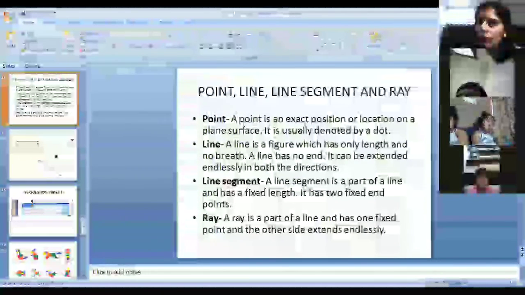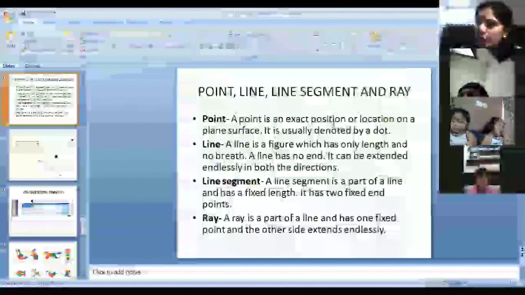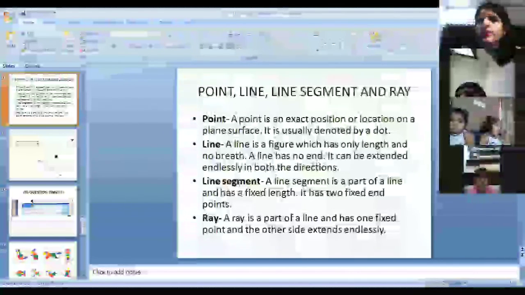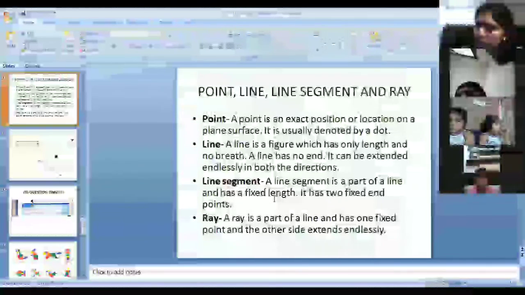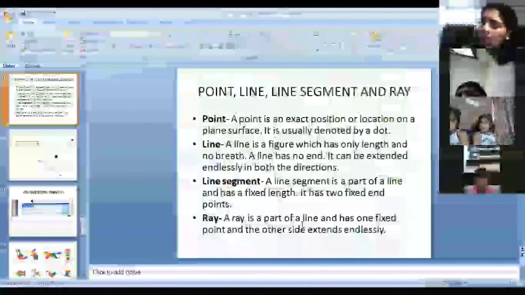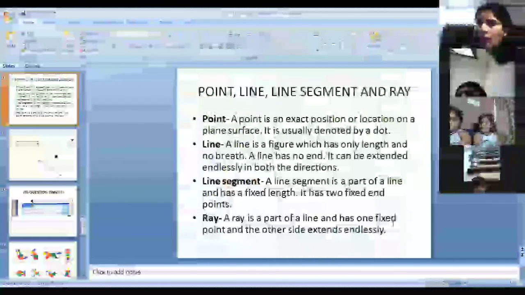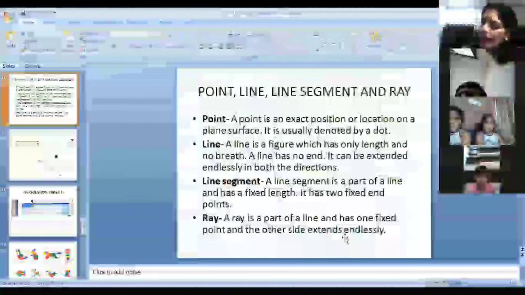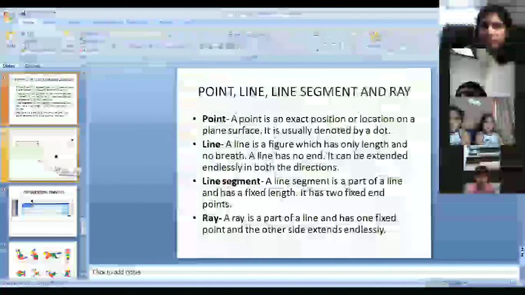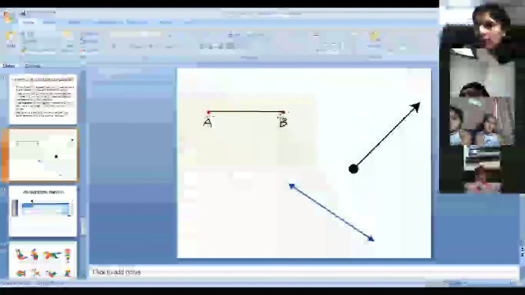So a point is a fixed point, it shows us the exact position. A line has no end. Whereas a line segment has a fixed length, and a ray is a part of a line having one fixed point, and the other side extends endlessly. A line is denoted by two arrows, a line segment is denoted by two fixed points, and a ray is denoted by one fixed point and an arrow on the other side.